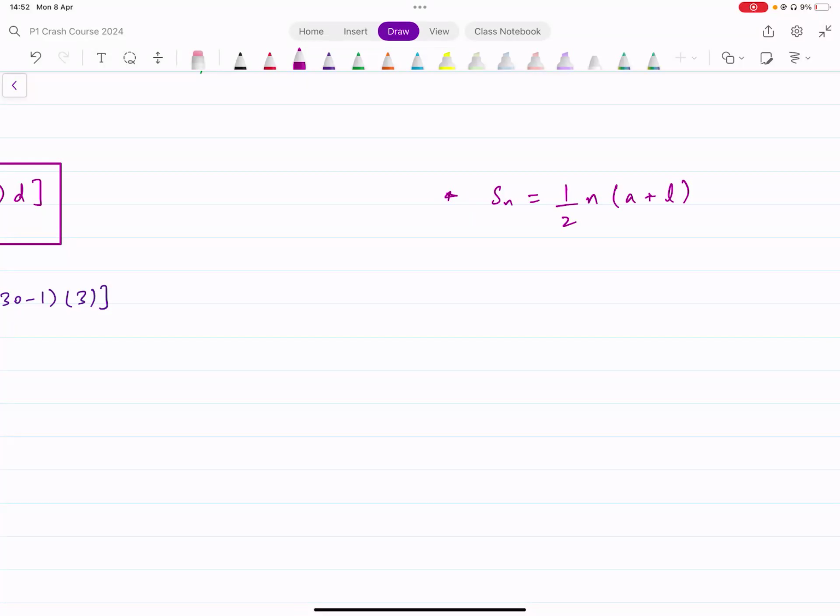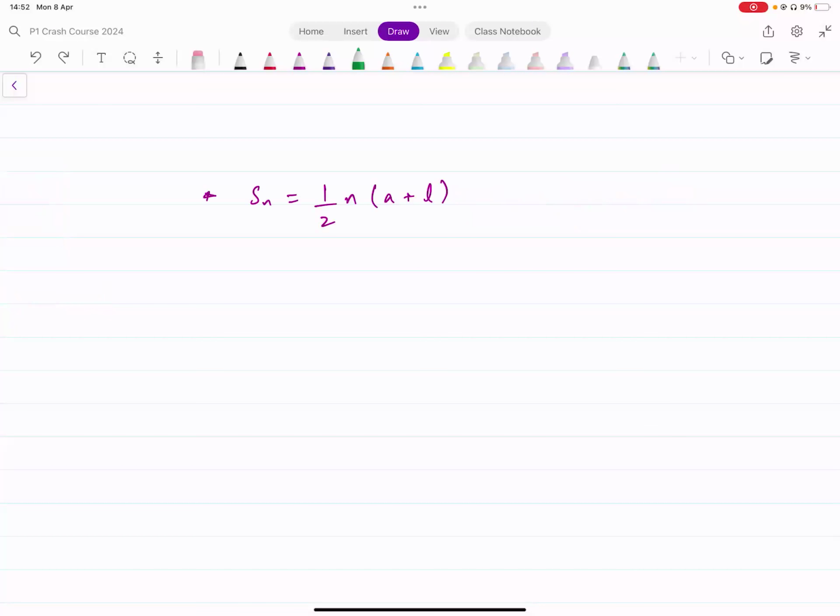Now, how do you use this formula? We know what n means. N is the position of the nth term, right? So if we were looking for S30, for instance, we know the value of n is supposed to be 30. A is again the first term. What about L? L stands for last term in this case.